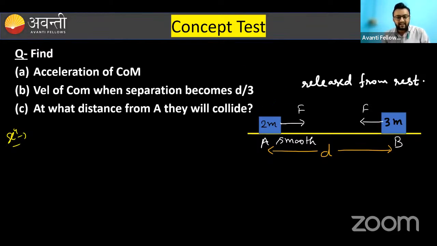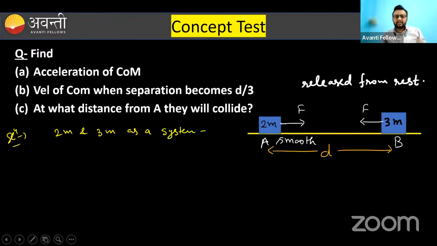Because you can see that if you take 2m and 3m as a system, initially the body was at rest. So can you see that 2m and 3m are the system? So the forces F and F that were indicated, these forces are internal forces.